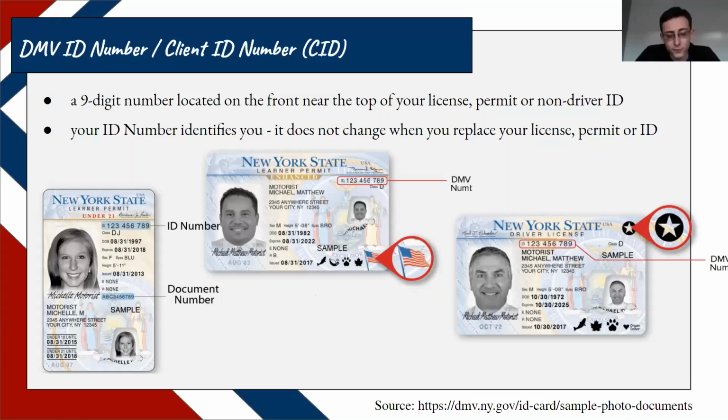Now we will explain what some of the documents are that you will need. First is your DMV ID number or client ID number. You can find this 9-digit number located on the front near the top of your license, permit, or non-driver ID. Your ID number identifies you. It does not change when you replace your license, permit, or ID. Below are a few examples of where your ID number will be on your New York identification.